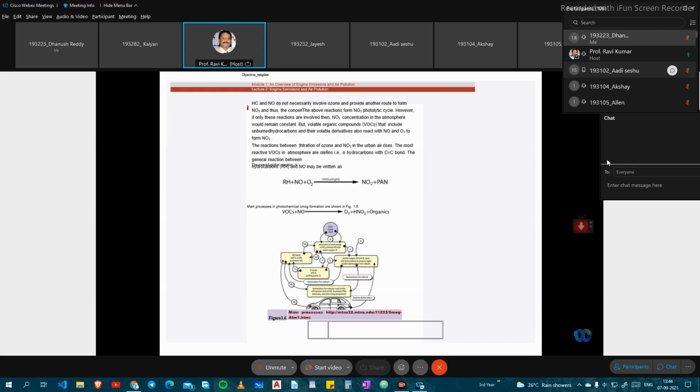The main process of this photochemical smog formation is shown in the figure. VOCs, that is volatile organic compounds, plus NO will react with O2 and O3, the ozone, and HNO3 and organics will be formed. This is about the exhaust and evaporating gases from vehicles and how the formations will be there. You can see it in the picture.